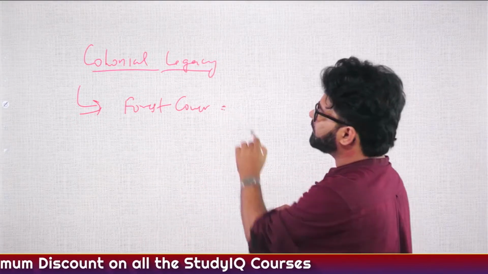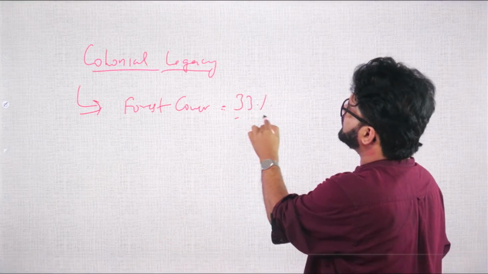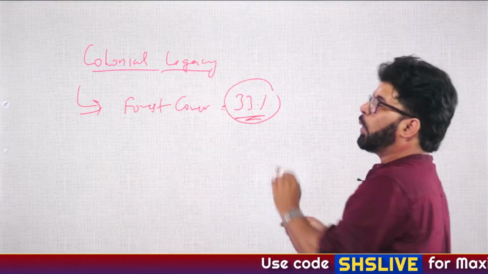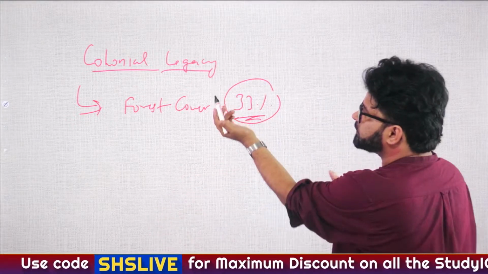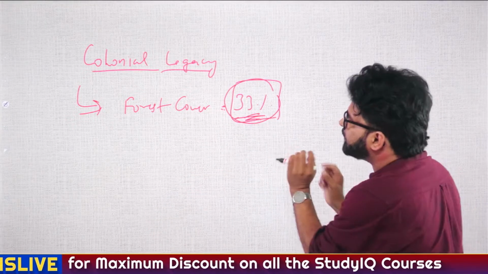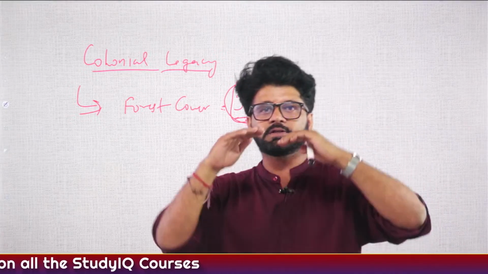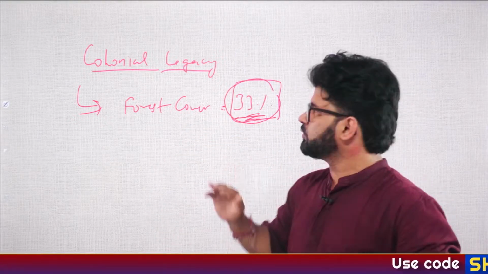So when we talk about forest cover, we generally say in India, we should have 33% forest cover. Why 33%? Why not 30%? Why not 40%? From where have we got this golden number, that 33% forest cover is the optimal forest cover which India should have? I will tell you the reason behind it.